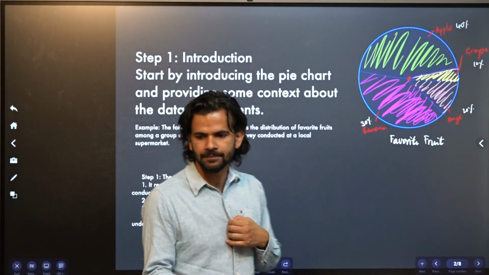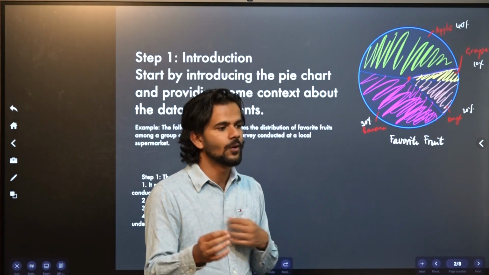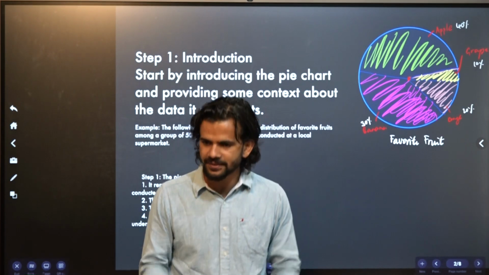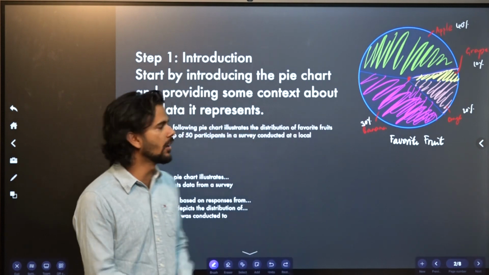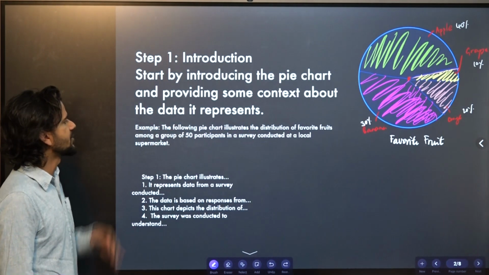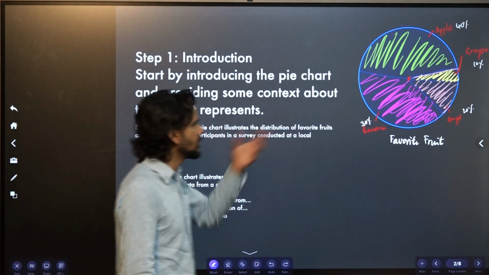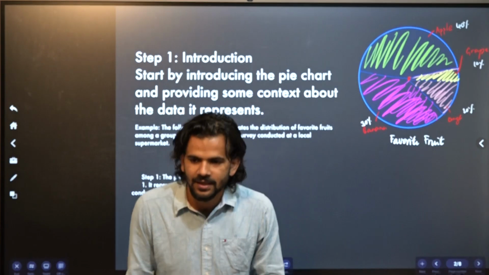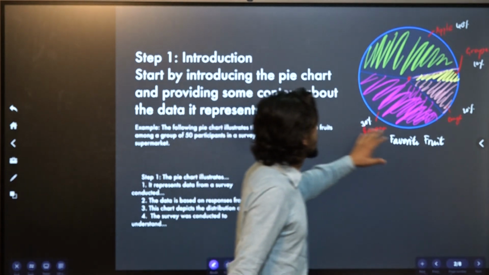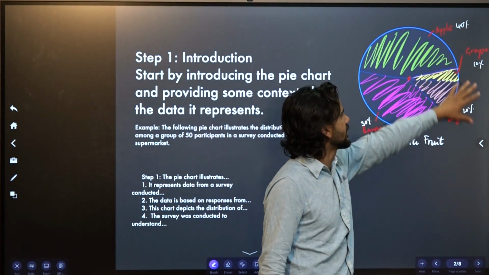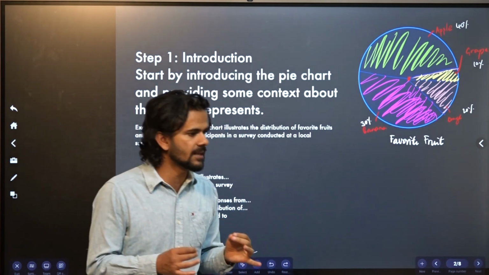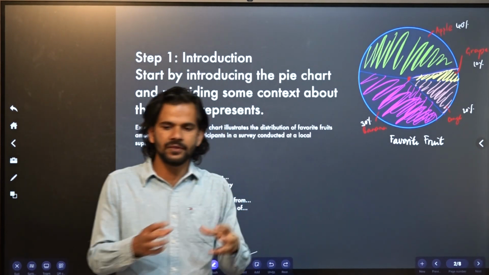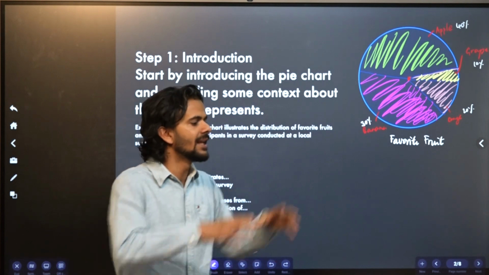What should we write? We should write what the pie chart represents. What is it about? Right? So we can say the following pie chart illustrates the distribution of favorite fruits. What are the different fruits here? Banana, apple, and grape, and orange, and so on. So what is it about? What does it depict? Favorite fruits of people living in a place.